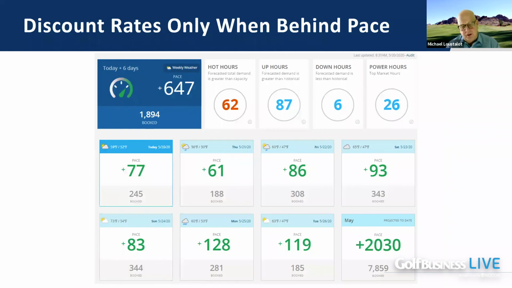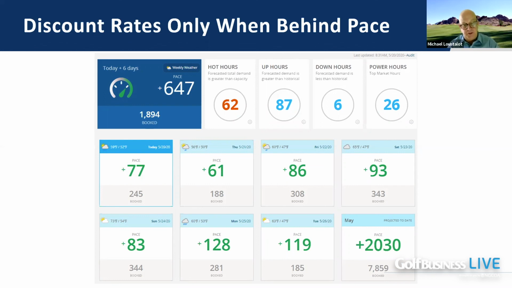So I talked a lot about raising rates when you have the power. I also talked about discounting rates when you're behind pace. That's the most important thing, right? Knowing when you're behind, and focusing your discounts only on the hours that are behind pace. So this is kind of the inverse of raising rates where you have the demand. This is also lowering them when you're falling behind pace.